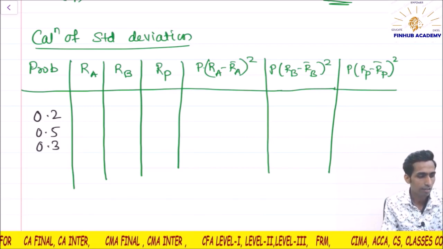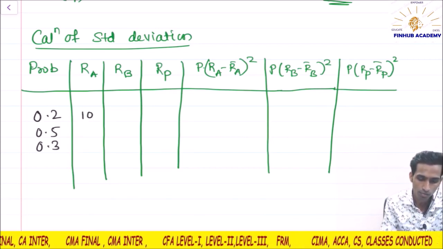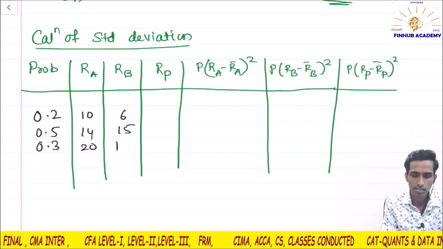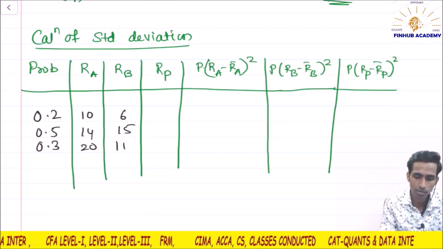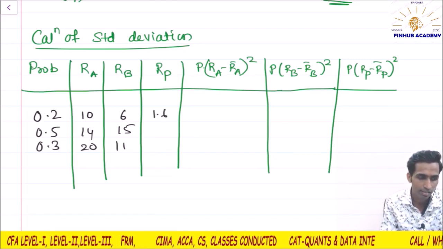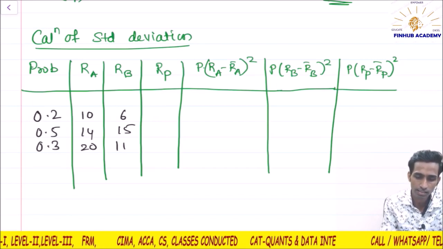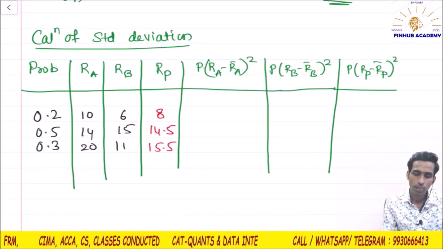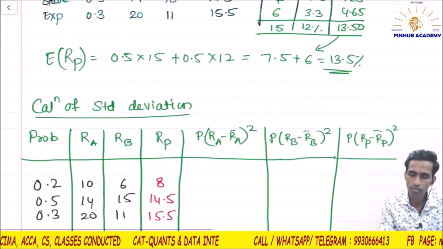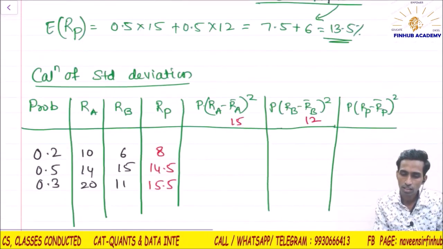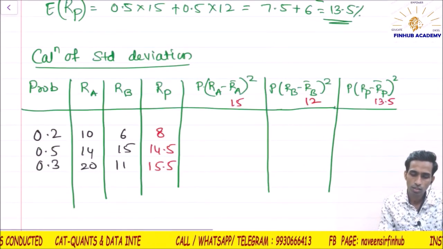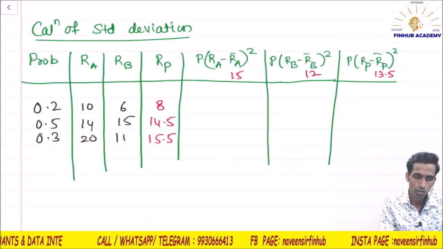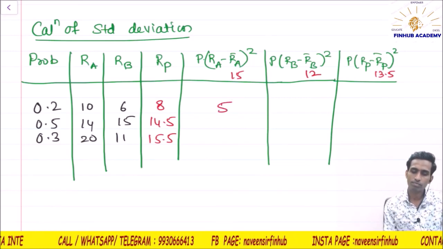Great. RA was how much? 10, 14, 20. RB was, I hope you are understanding how to make the tables. RP was how much? 8, 14.5, 15.5. Great. RA bar was 15, RB bar was 12, and RP bar was 13.5. So 10 minus 15 is minus 5. Minus 5 squared is 25. 25 into 0.2 should be 5. Am I right?